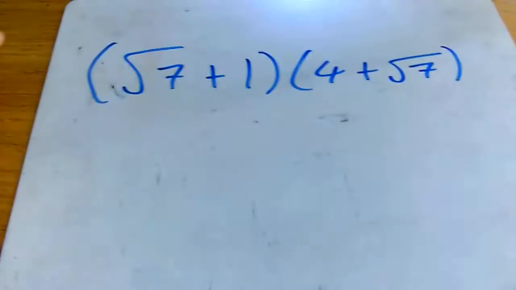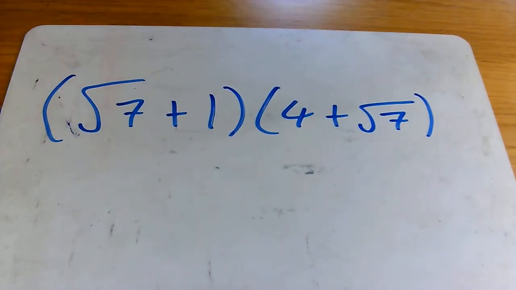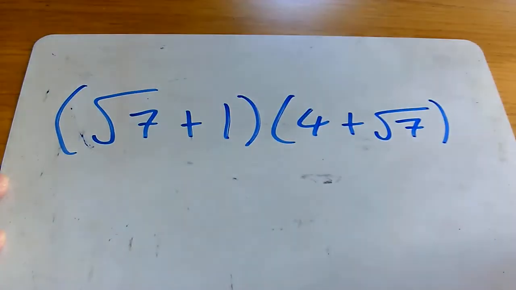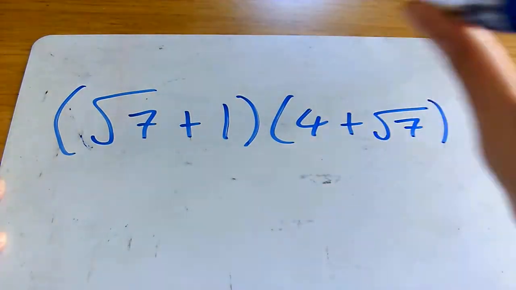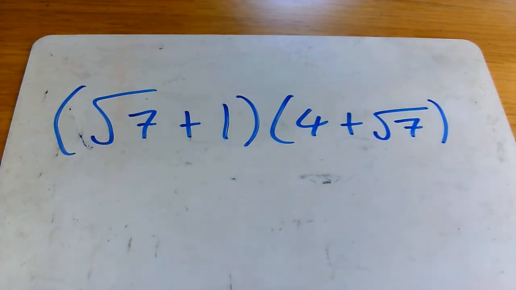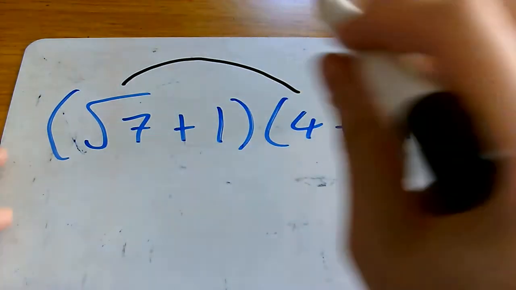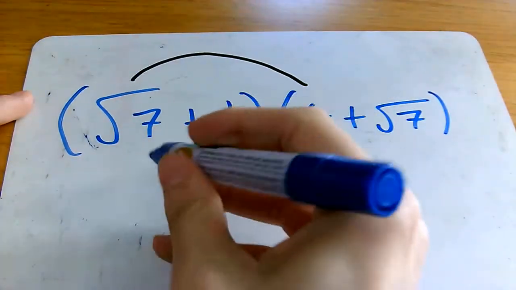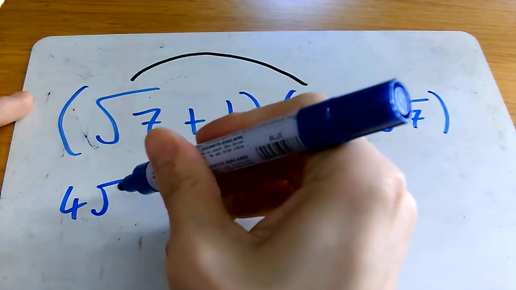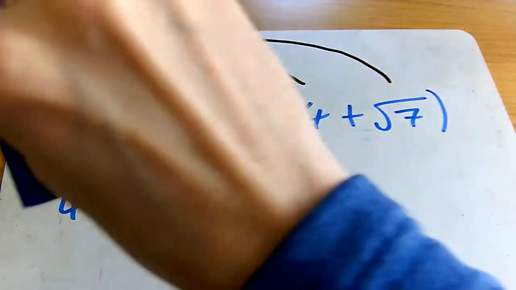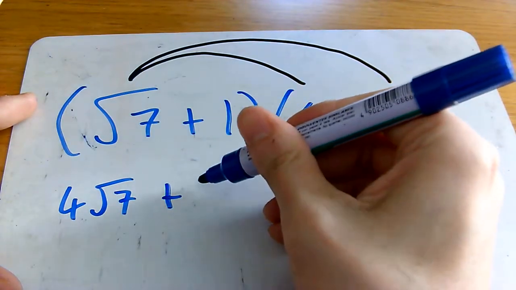Getting a bit more difficult is when you have to expand a bracket with surds, in this case double brackets. So you know how to do that already, I'm sure, but with surds it's easy to make a little mistake. So we'll try and go through this really carefully. Root 7 times 4, so that's going to be 4 root 7. Then root 7 times root 7, that's just 7.